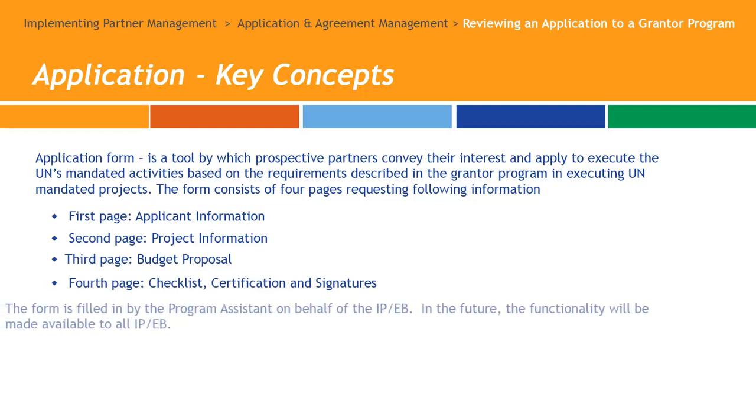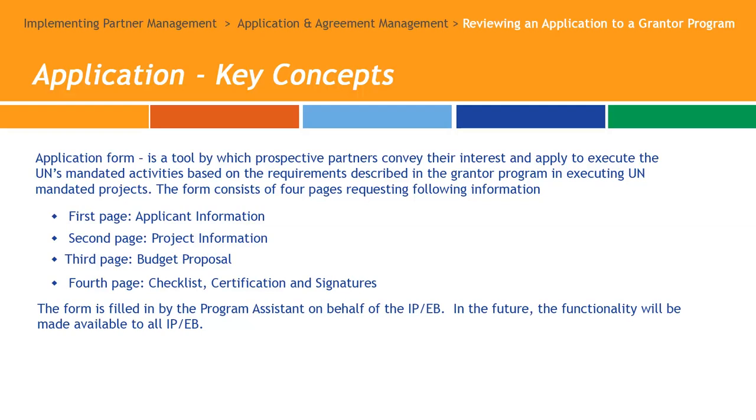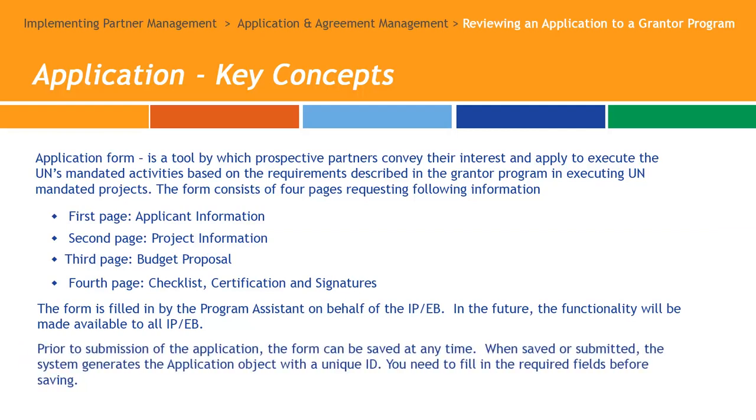The form is filled in by the program assistant on behalf of the implementing partners and beneficiaries. In the future, the functionality will be made available to all implementing partners and beneficiaries. Prior to submission of the application, the form can be saved at any time. When saved or submitted, the system generates the application object with a unique ID. You need to fill in the required fields before saving.